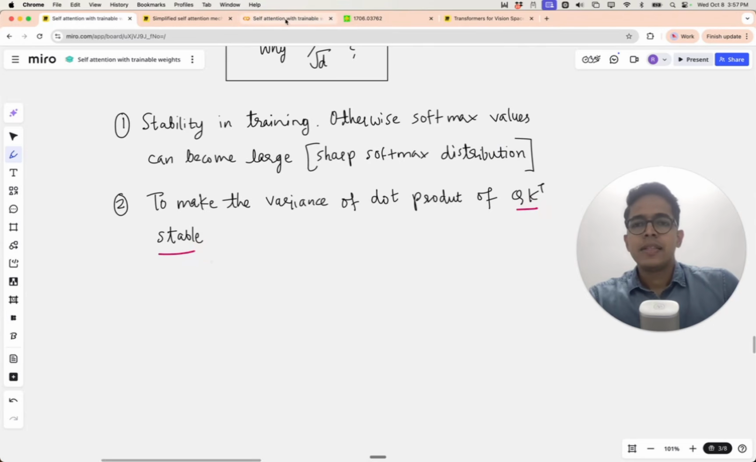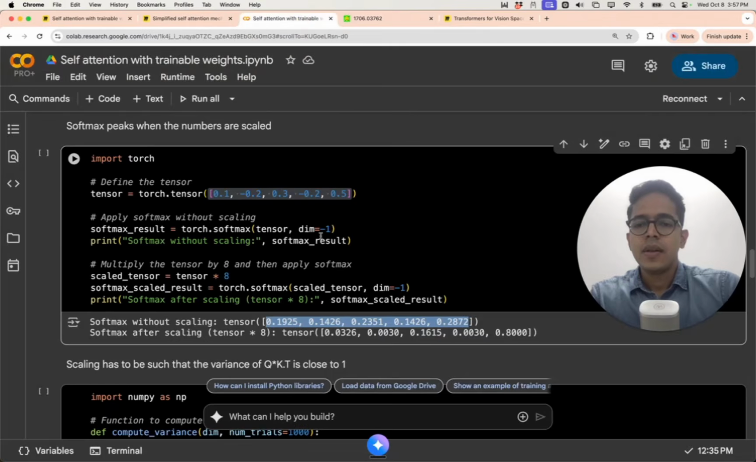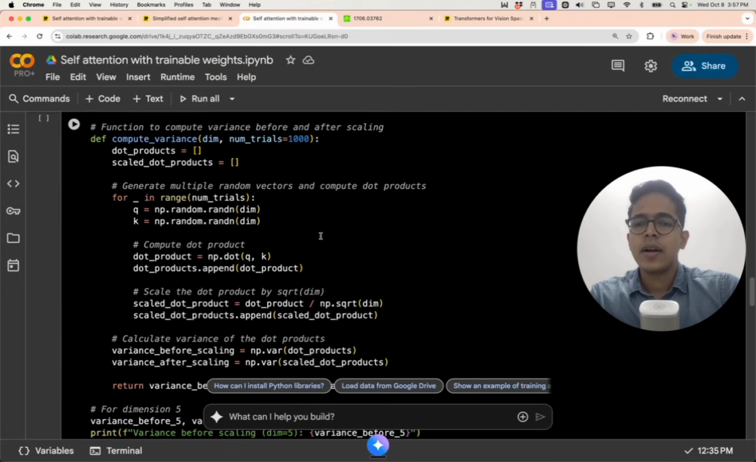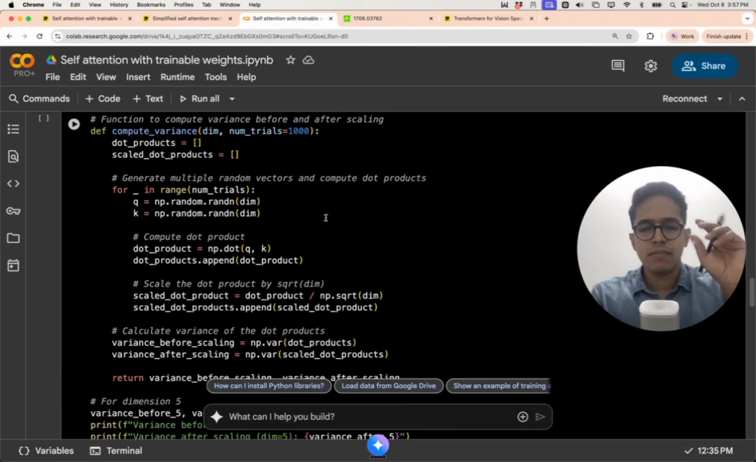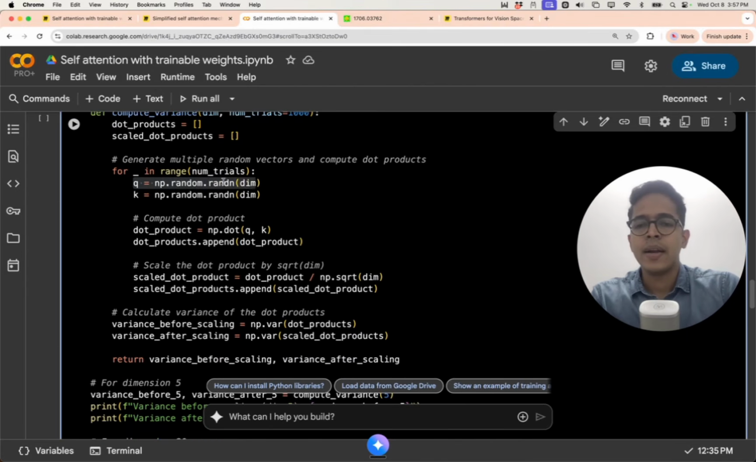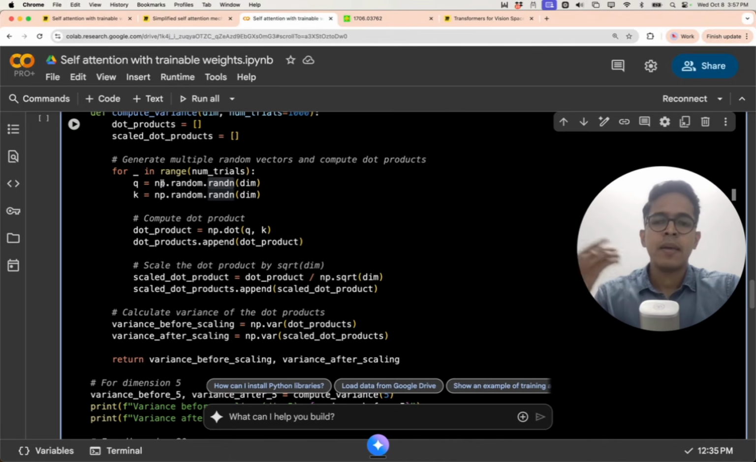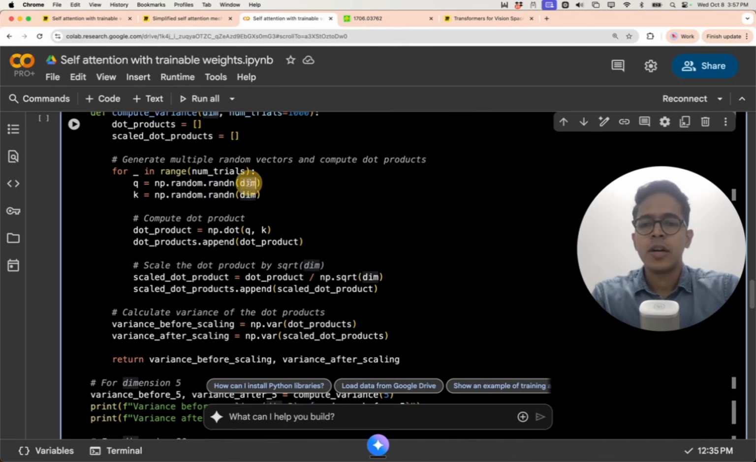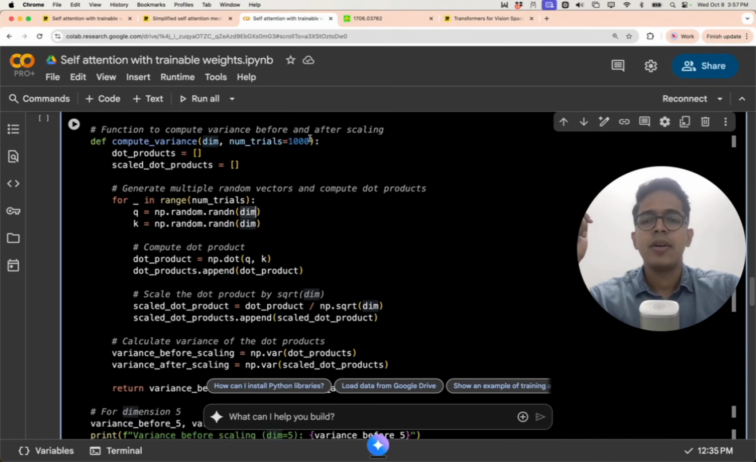I'll show you this with a simple example. Here in this code, I'm generating 1000 sets of random query and key matrices. q equal to np.random.randn will generate from a normal distribution. It will pick n random numbers corresponding to whatever dimension we feed. So if I need a 5-dimensional query vector, this will generate a 5-dimensional query vector of random numbers. And then I will do that 1000 times.